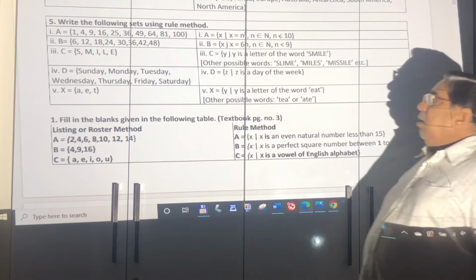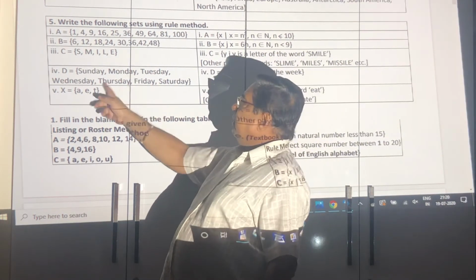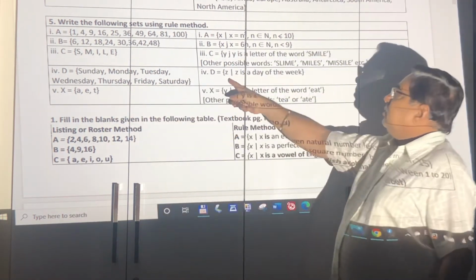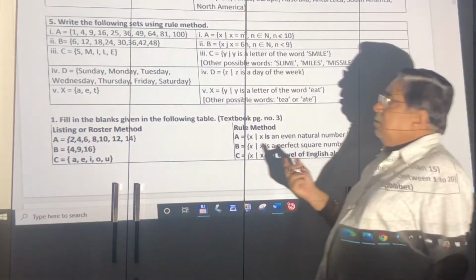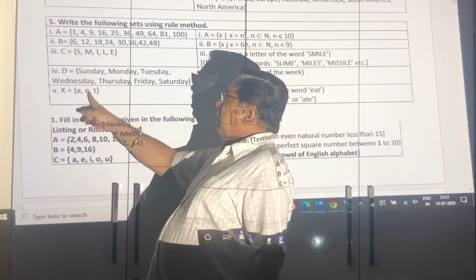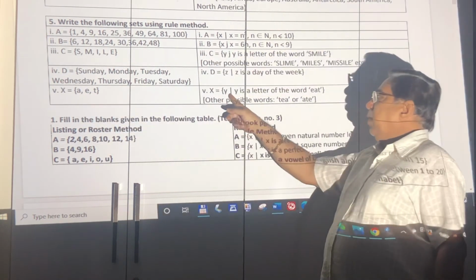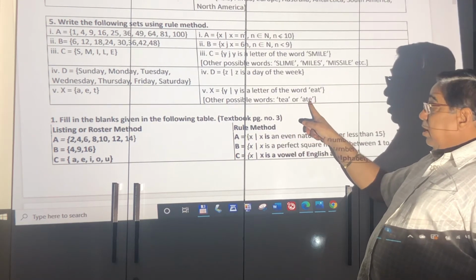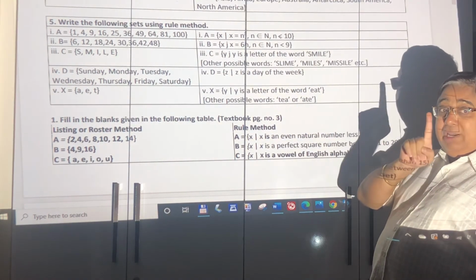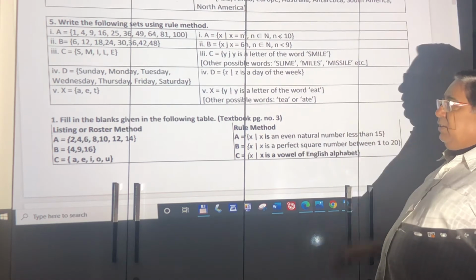Now D is Sunday, Monday, Tuesday, Wednesday, Thursday, Friday, Saturday. Z is a day of the week. Simple. And X has elements A, E and T. So X is y such that y is a letter of the word eat. T is also correct. Other words can be written, write only one. Don't show off in the exam.